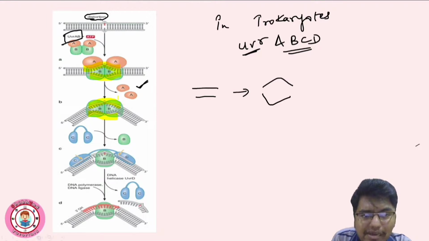Then what happens after melting? The next protein will come, UVRC. This is a nuclease making incisions at both ends, 5' and 3'. We can see the arrow here. This will make incisions, and the making of the incision is also very specific.